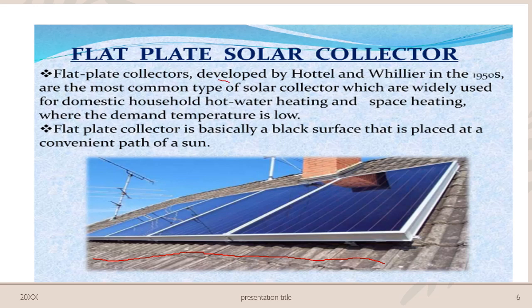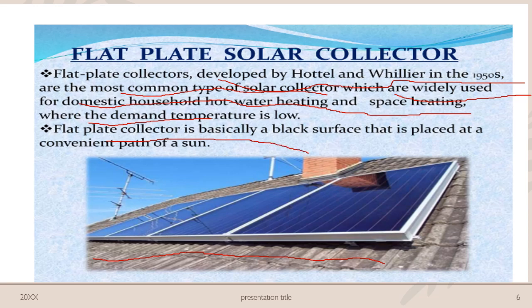Flat plate collectors, developed by Hottel and Whillier in the 1950s, are the most common type of solar collector, widely used for domestic household hot water heating and space heating, where the demand temperature is low. A flat plate collector is basically a black surface that is placed in the path of the sun.